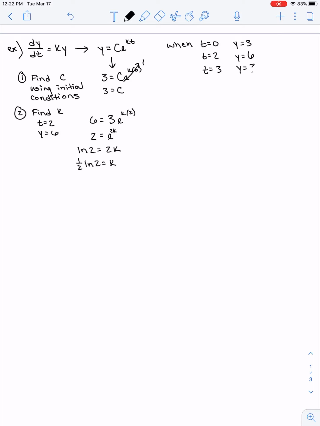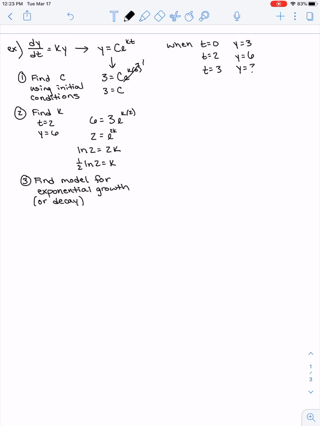Great. So now we can say, what is our actual model for this exponential growth? Step 3. It will be either growth or decay, depending on what your constant is. So it doesn't matter if it's a growth or decay problem, you can use the same thing.